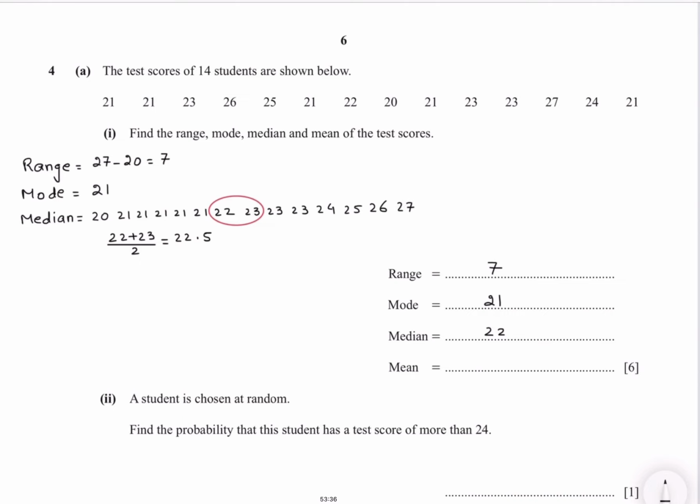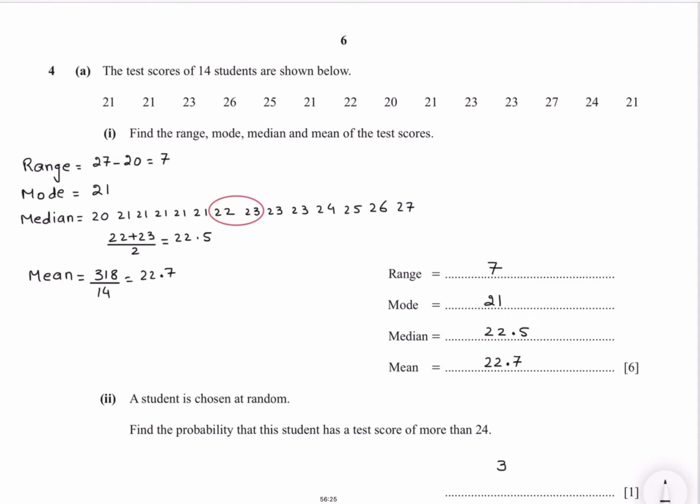Mean, you add all of them and divide it by 14. So you add all of them. Their addition is 318 and divided by 14, so this is 22.7. This is your mean.